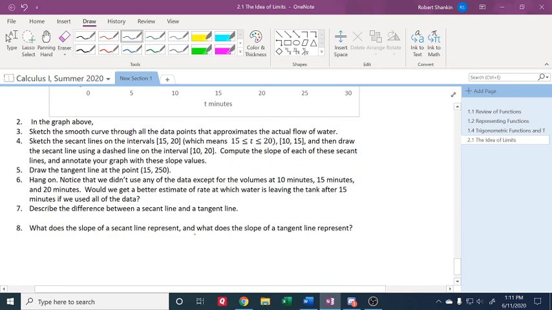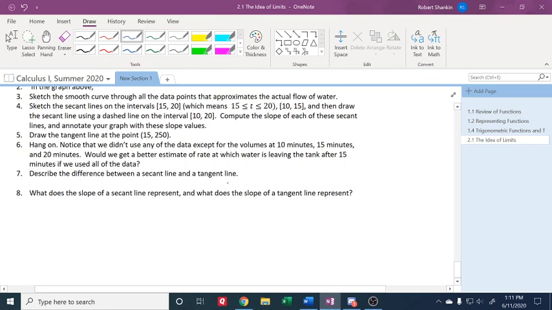All right. So let me ask group 6. What's the difference between a secant line and a tangent line? Sorry, my mic was off. Okay. So basically, the secant line gives you the average rate of change between two points, whereas the tangent line gives you the instantaneous slope.